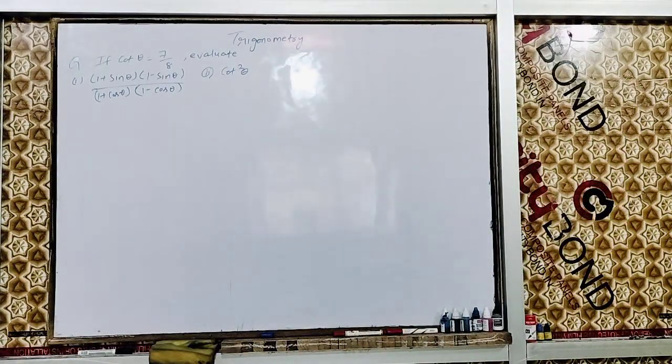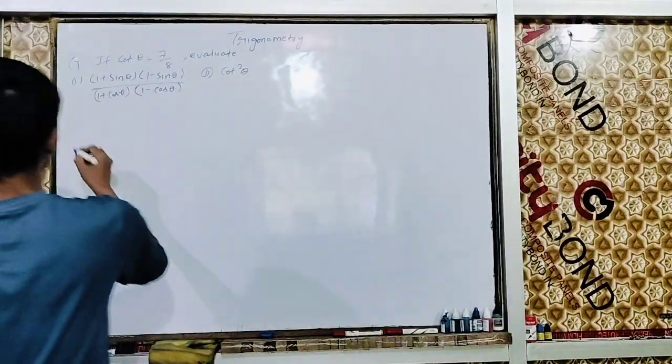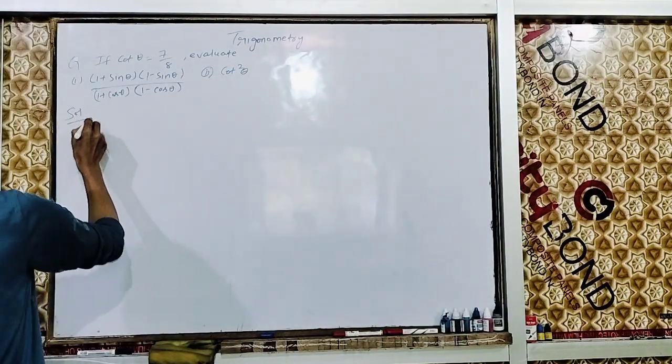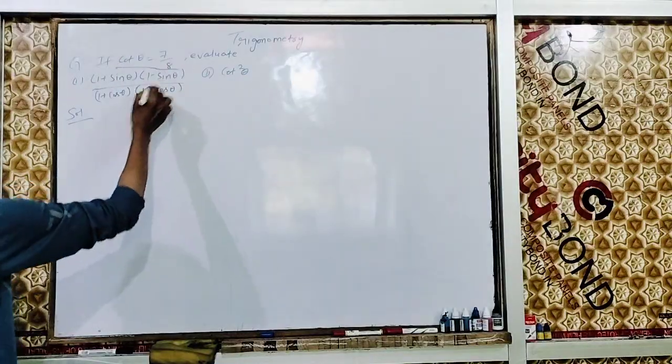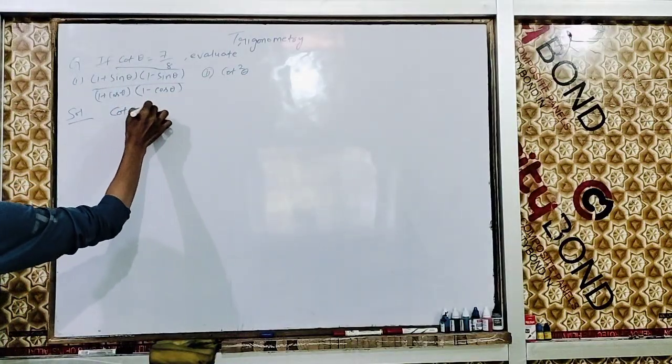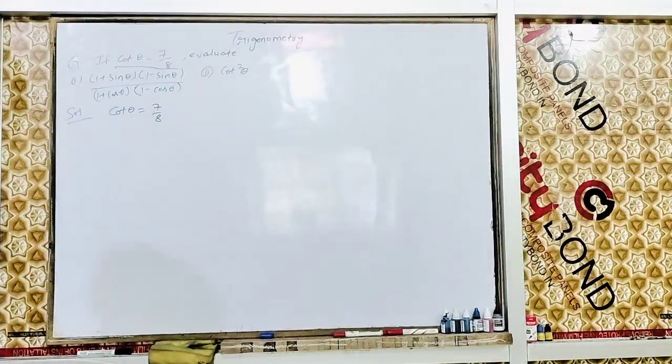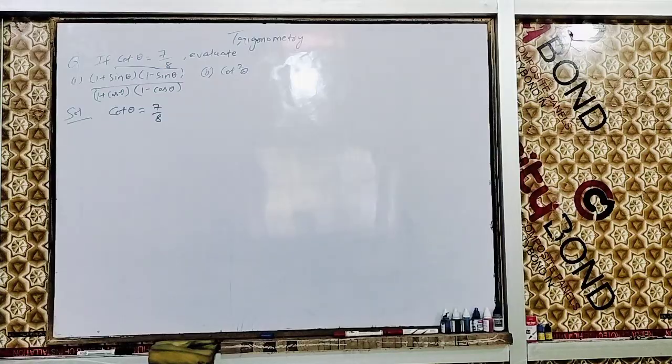That's your question. How would you like to solve this type of question? Do you have any idea? I am telling you, this is a very easy question. Just understand this. Here, cot theta is given as 7 upon 8, and the ratio of cot theta is what?